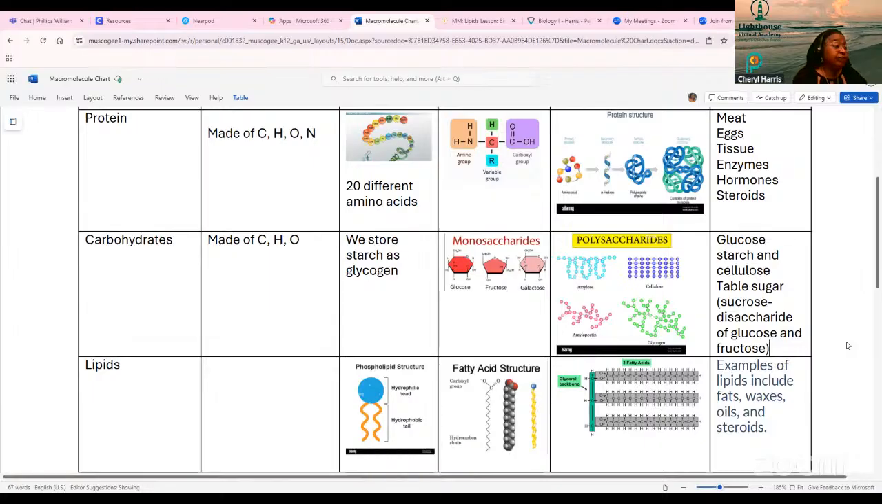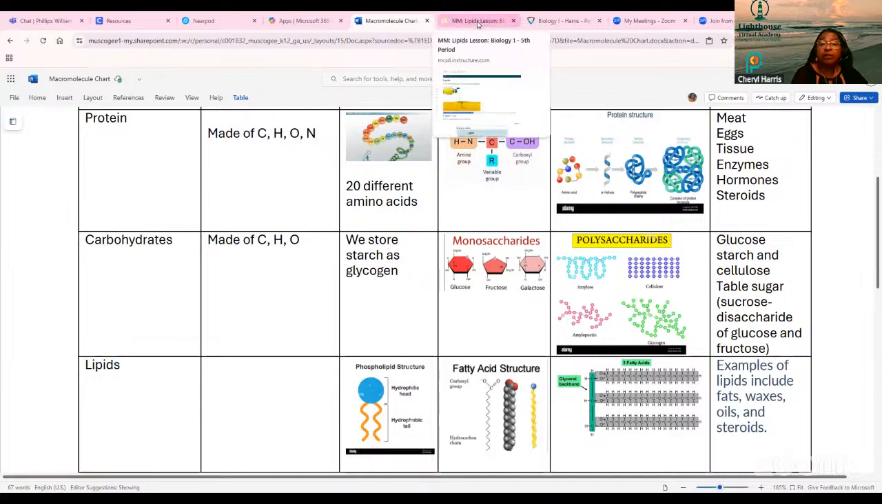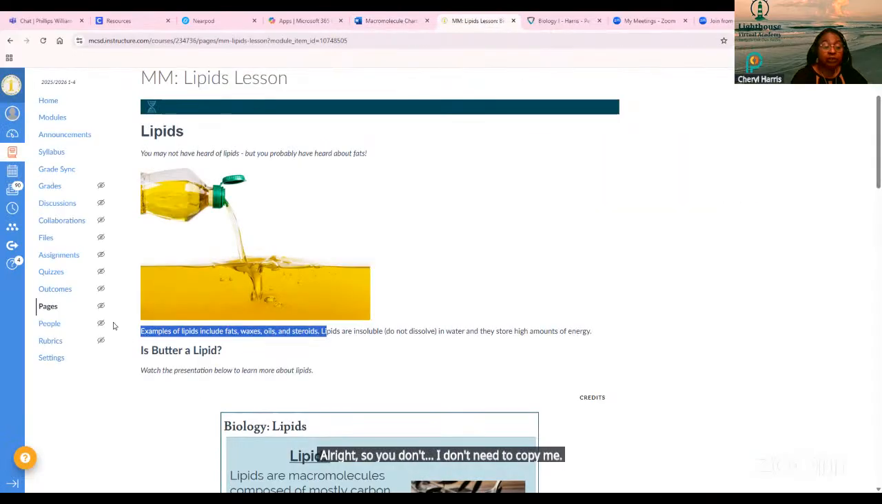Now I'm not going to add everything to my chart, but I'm going to tell you what to add to yours. But that one I decided I'd help you out and do that one. So you don't need to copy me. You just need to know where. I got that from Canvas.